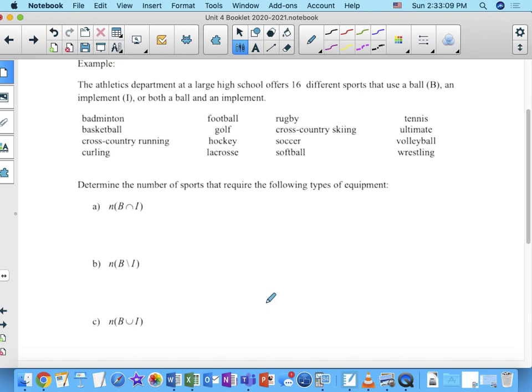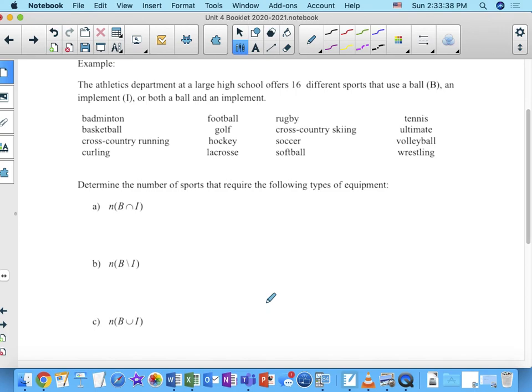Okay? An implement is not something like a goalpost. It's not something that gets passed around from player to player, like a frisbee. Okay, that is not an implement. It's something that individual players would use.